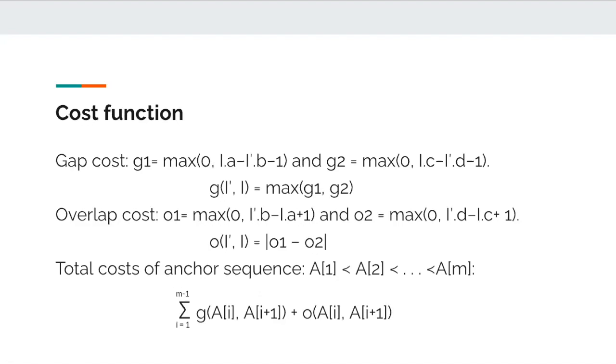Now with that, we can discuss the cost for an ordered set of anchors. The gap cost between anchor I' and I is going to be the larger of the 2 gaps occurring between the 2 anchors, written formally here in this first line. The overlap cost between anchor I' and I is going to be the absolute difference in overlap between the 2 anchors, written here in the second part. And the cost of the ordered set of anchors is defined as the sum of the gap and overlap costs taken between adjacent anchors in the ordered sequence.